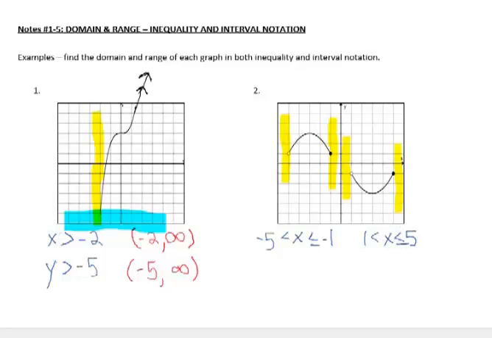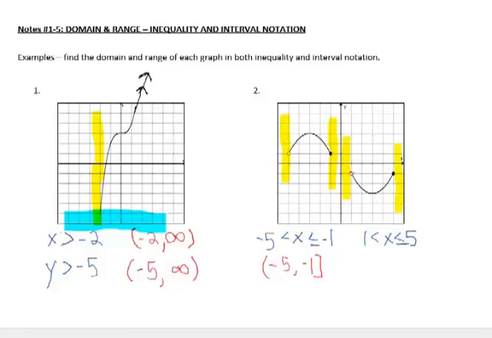Alright, let's write that in interval notation. Interval notation on this one, for domain, we're going to have two situations. So starting point on this guy is, remember, -5, comma, ending point is -1. The -5 is open circle, so we use parentheses. The -1 is closed circle, so we use brackets.